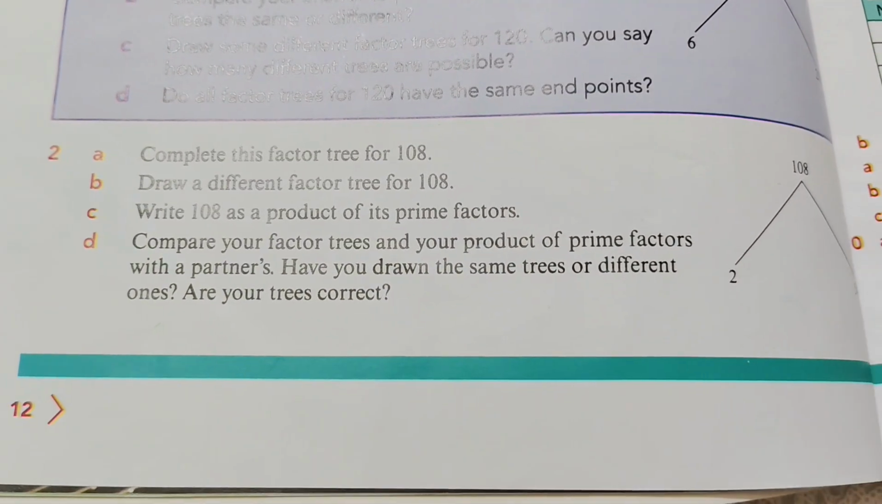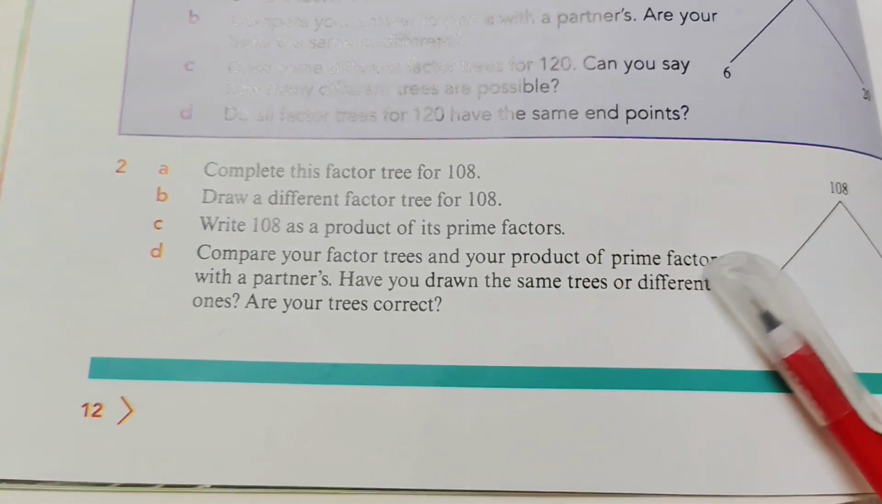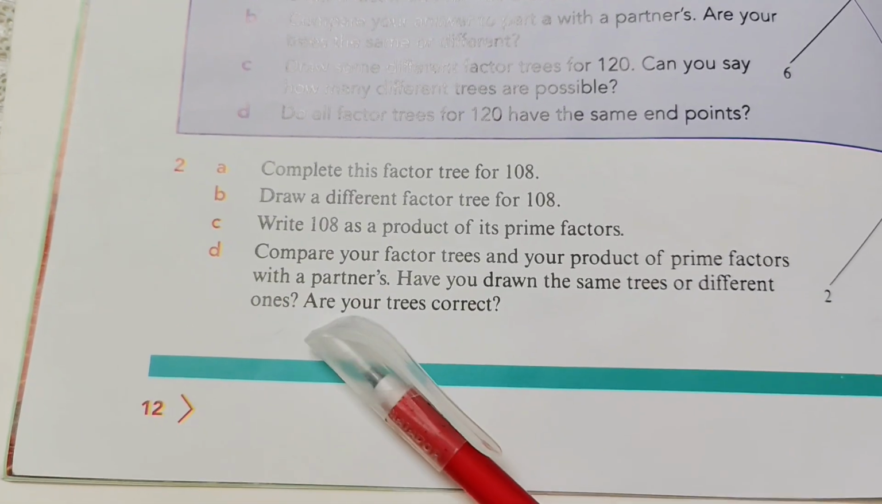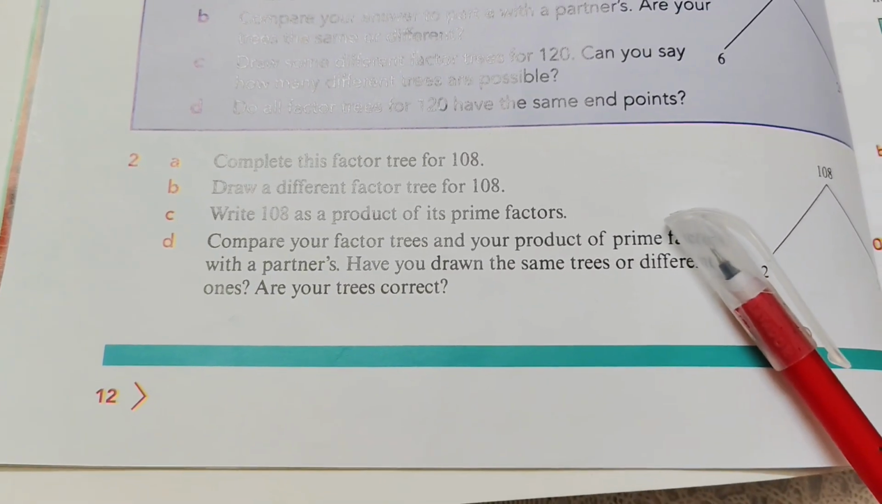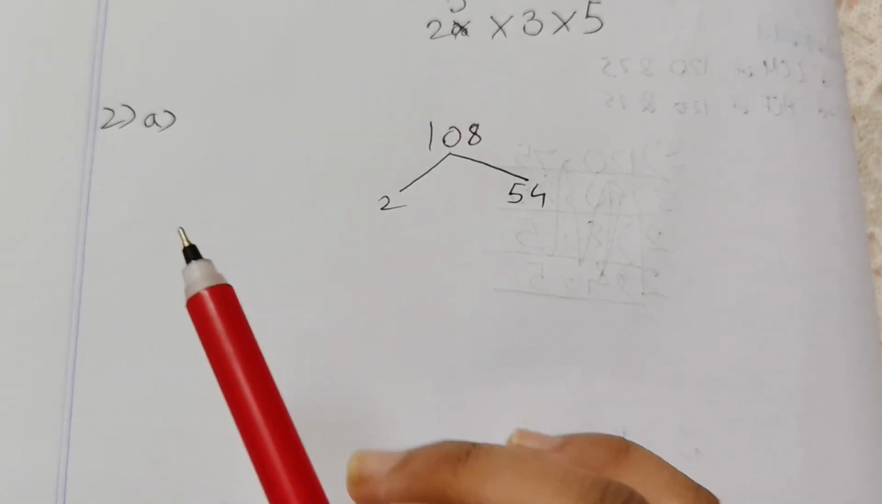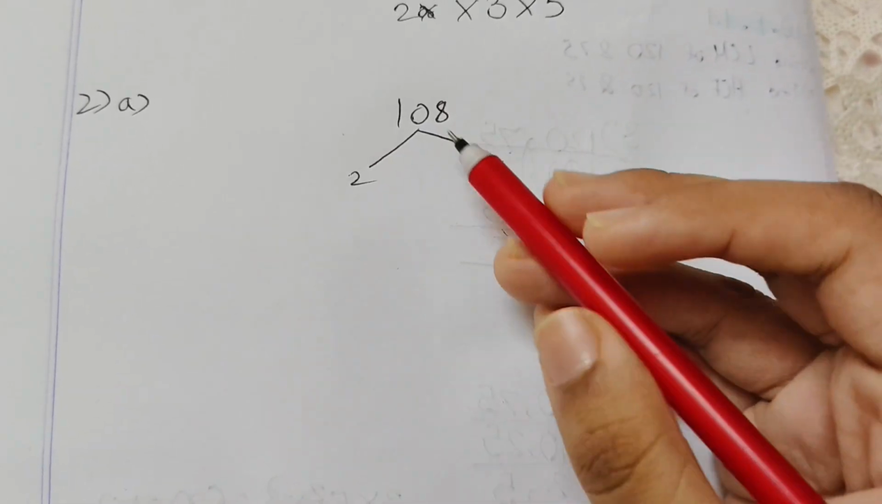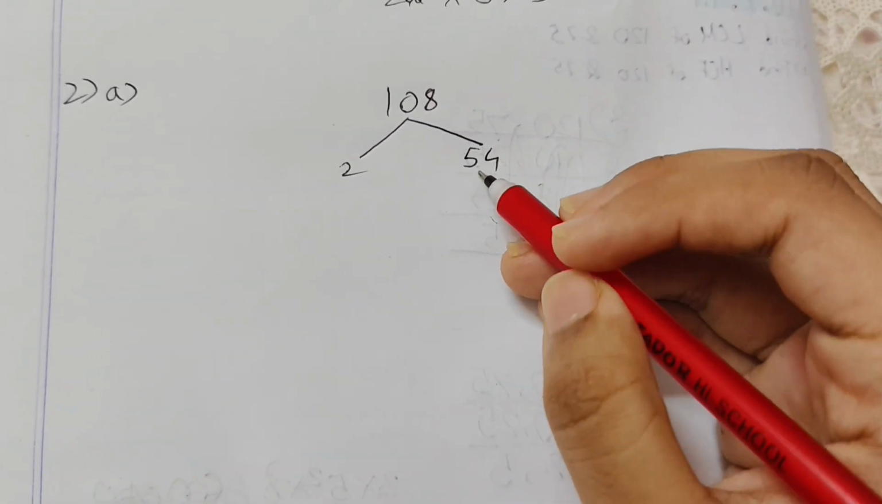In number 2A, we have to complete this particular factor tree, and in 2B, we have to draw a different factor tree of 108. And in number 2C, we have to write 108 as a product of prime numbers. So if we do according to number 2A, now it's time we complete this factor tree.